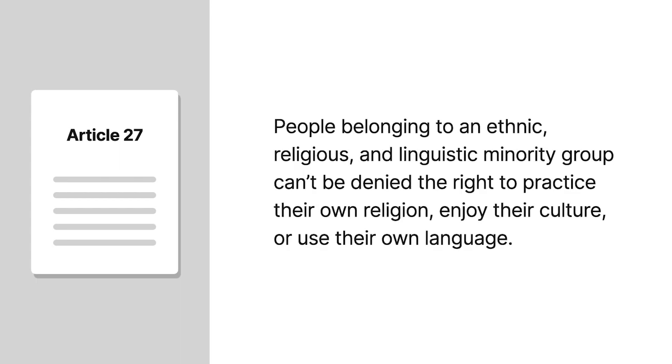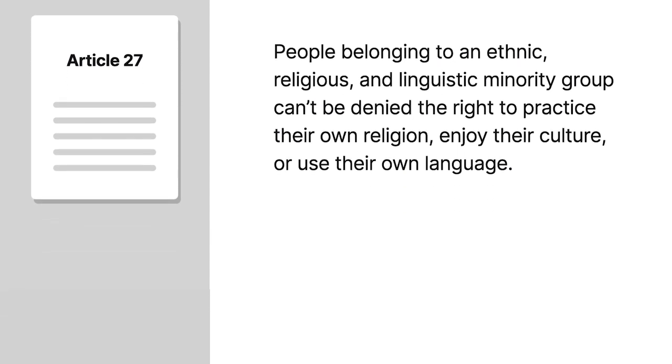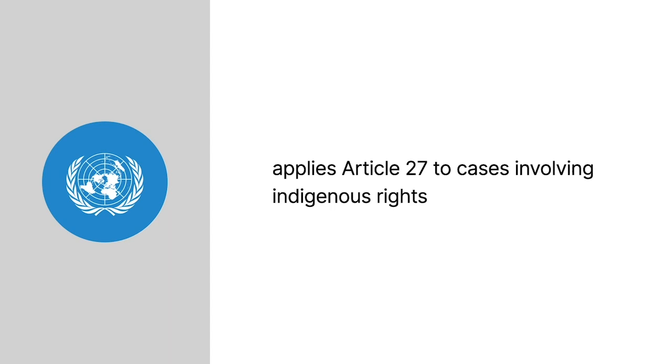Article 27 of the treaty holds that people who belong to an ethnic, religious, and linguistic minority group can't be denied the right to practice their own religion, enjoy their culture, or use their own language. Although the treaty speaks generally to civil and political rights, the United Nations Human Rights Council has applied Article 27 to cases involving indigenous rights.